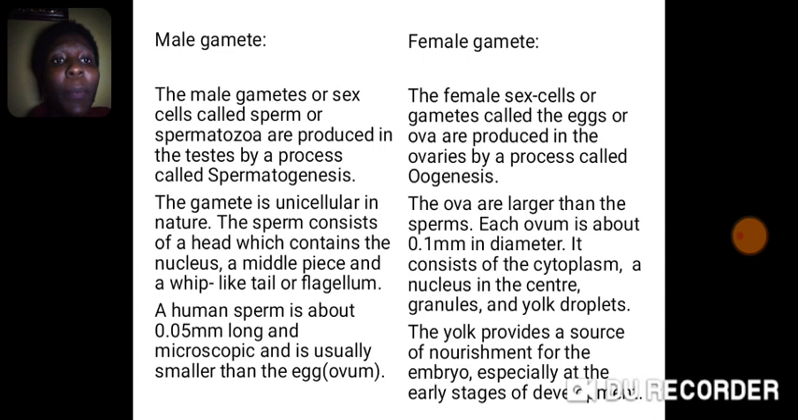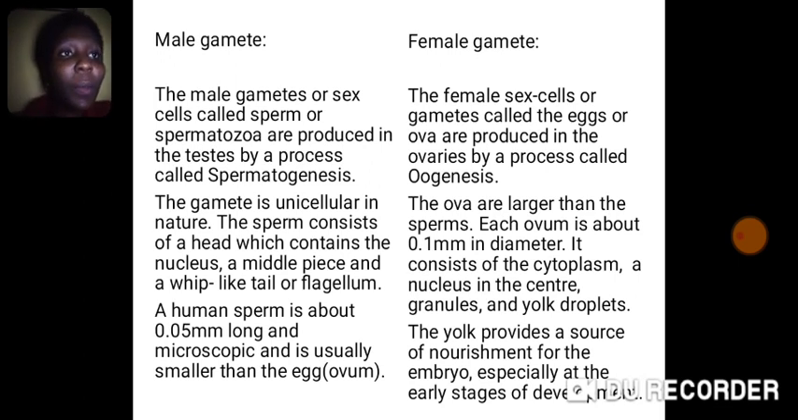The human sperm is about 0.05 millimeter long, so it's quite little and microscopic, and it cannot be seen with the naked eye. That's very tiny or minute. So you'll need a powerful light microscope or an electron microscope to view these sperms, and even the way they move. And the sperm cell is smaller than the egg cell.